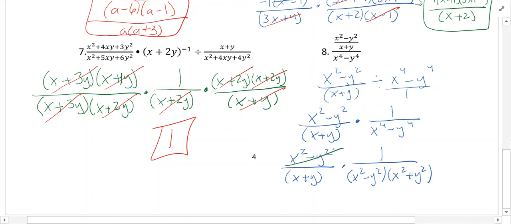All right, so now this x squared minus y squared and the x squared minus y squared in the denominator, those can cancel out. That's all that can reduce. So on the top, I'm left with 1. And in the denominator, I have x plus y times, over here, x squared plus y squared. And that's it. That's your final answer there.